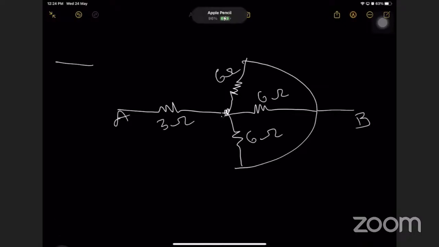Find the effective resistance. Sir, is it 5 ohms? 5 ohms, sir. How do you know? Sir, because they are in parallel. Are you sure they are in parallel? Yes, sir. How do you know? Kushit, how do you know that they are in parallel?